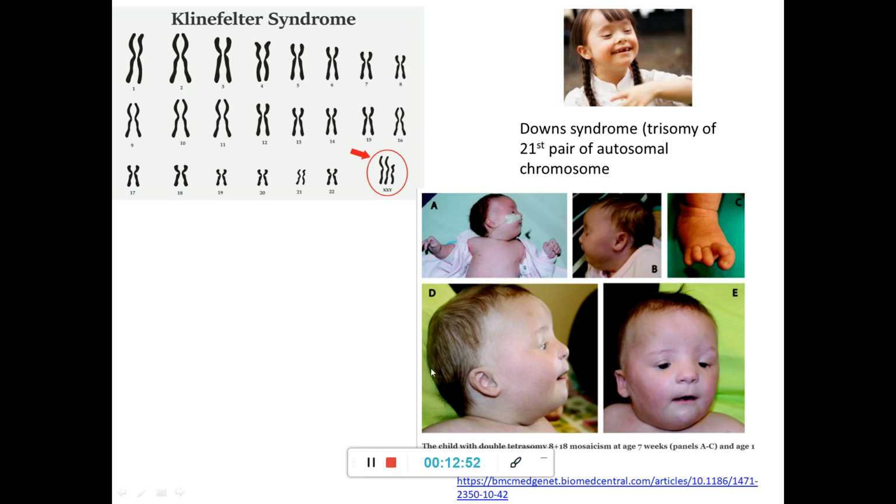Now, this is another case of mosaicism. I had shown you this about a child. It's a case history which has already been published. It's a double tetrasomy, which has been found in two different chromosomes, 8 and 18. And this child has been born with lots of birth defects.